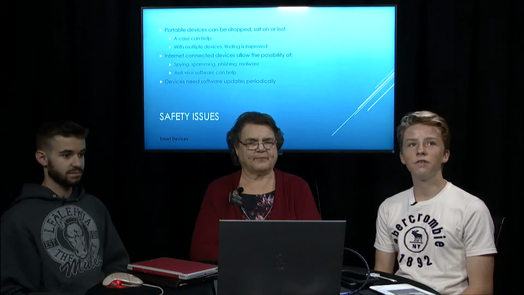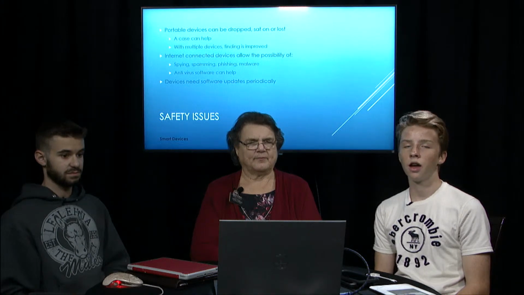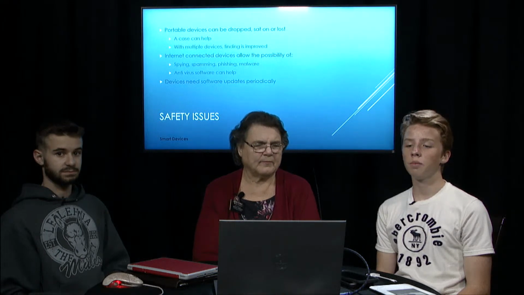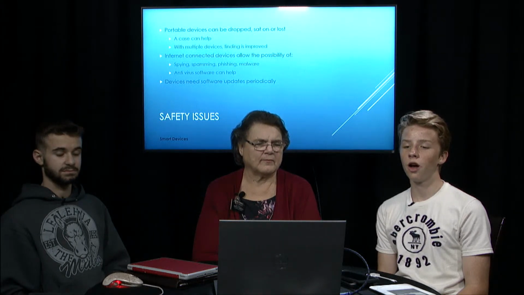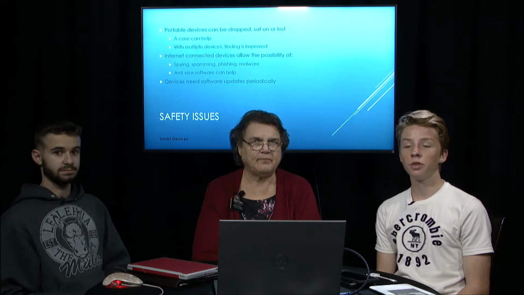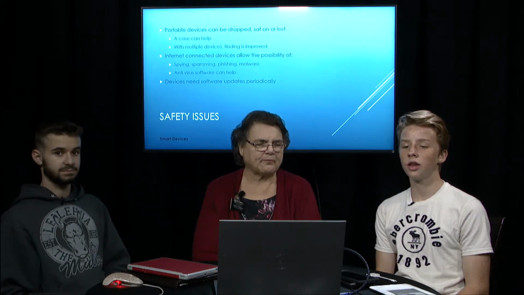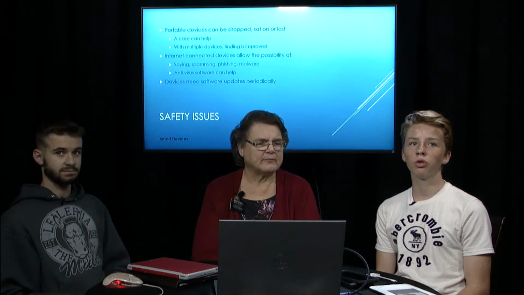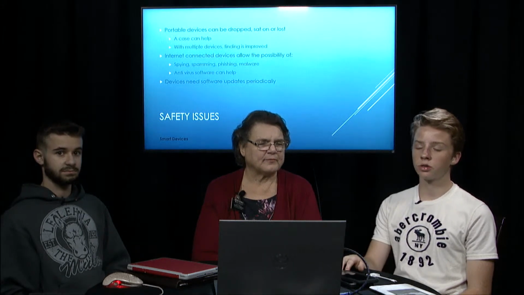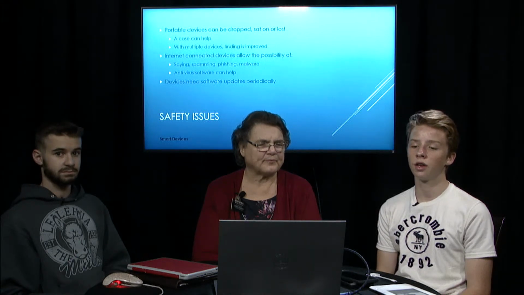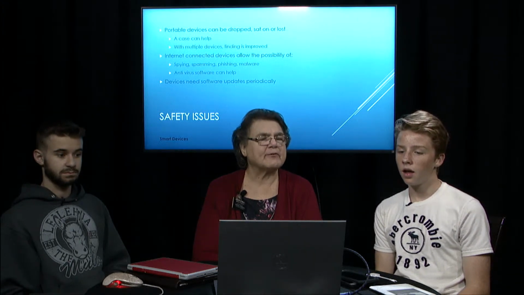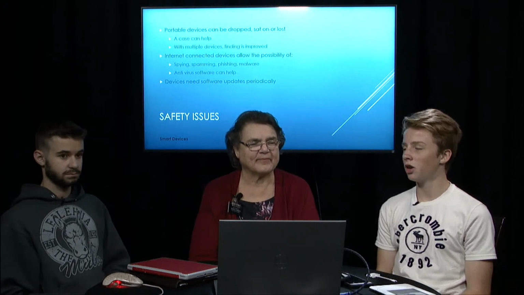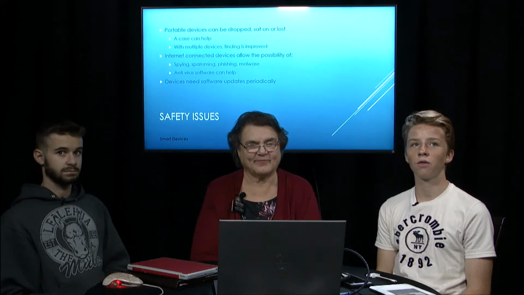Next, we're going to talk about the safety issues. So for portable devices like the smartphones or the tablets, they can be dropped or sat on or lost. Some things we can do to help with this is a case that will stop the phone from breaking, or multiple devices. So like with the smartphones, you can track your other devices. So you have a case on your phone there. It's a case that makes it so I can drop my phone and not worry about it shattering all over the ground.